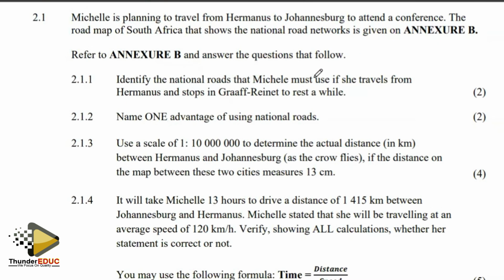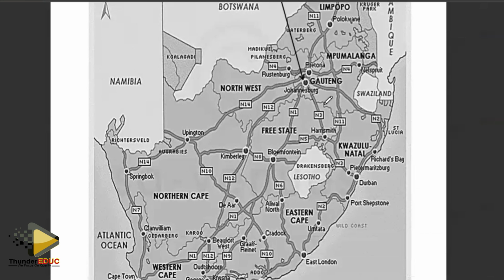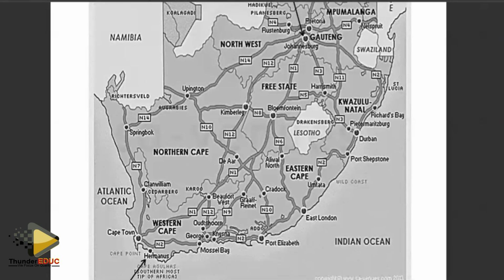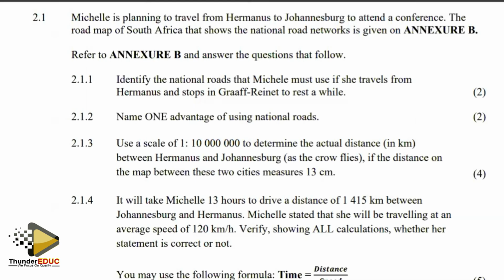Identify the national roads that Michelle must use if she travels from Huntsman and stops in Grafennet to rest for a while. What roads is she going to take? We study the map very well. We can highlight those ones with highlighters. The person is from Huntsman here, which means he's going to use the N2. He goes to George, then diverts to Grafennet here. So what are the roads that he has used? N9 and N2.